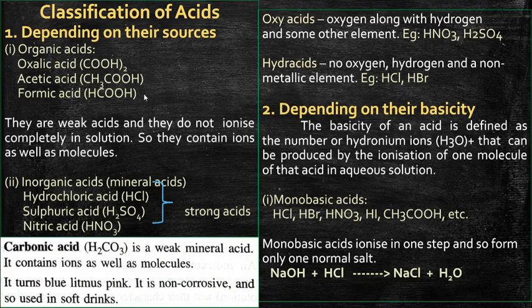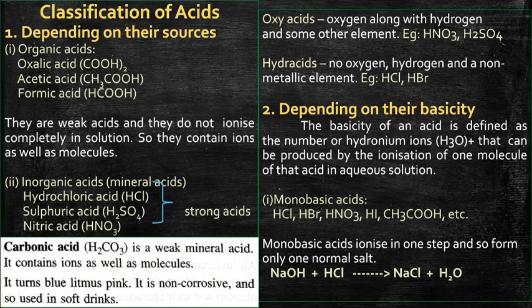These organic acids are weak acids because they do not ionize completely in solution. So they contain ions as well as molecules. When these acids are dissolved in water, it produces ions as well as molecules because they are not completely ionizing. Hence, they are called weak acids.